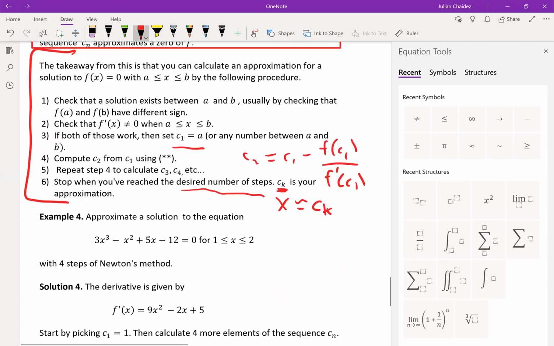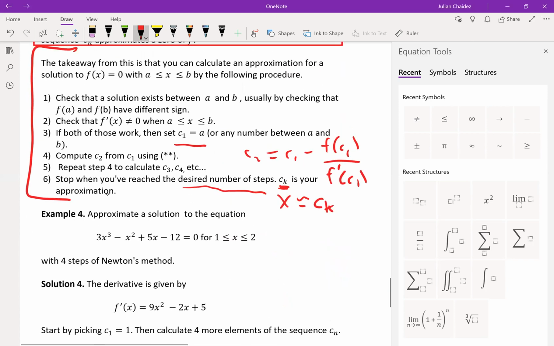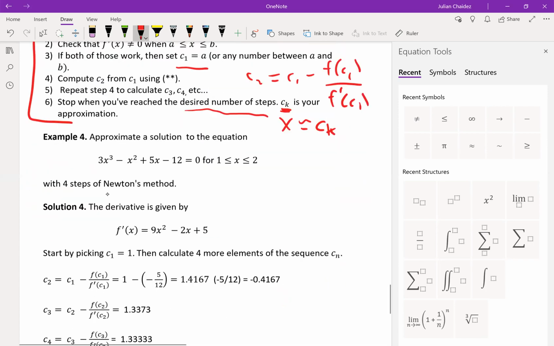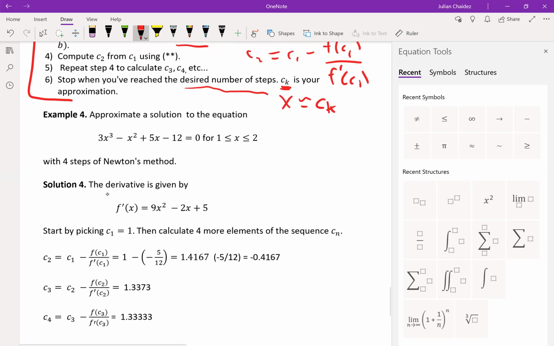Okay, so let's see what an example looks like of this step-by-step process in practice. I want to approximate a solution to 3x cubed minus x squared plus 5x minus 12 equals 0. So f of x is this whole thing, and I want to solve f of x equals 0 for x between 1 and 2. I'm told to do 4 steps of Newton's method, so I want to approximate it with 4 steps of Newton's method.